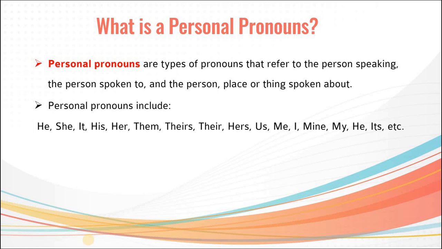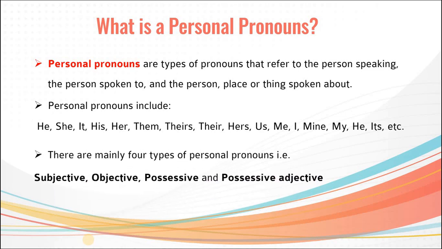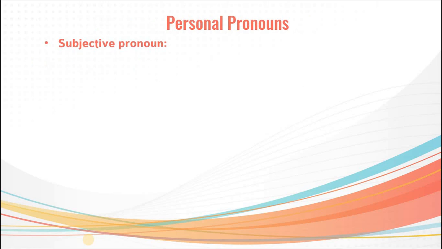Personal pronouns include he, she, it, his, her, them, theirs, their, hers, us, me, I, mine, my, its, etc. There are mainly 4 cases of the personal pronoun. While talking about the pronouns, we must know about the subjective pronoun, the objective pronoun, the possessive pronoun, and the possessive adjective case. So firstly, we'll talk about the subjective case of the personal pronoun.